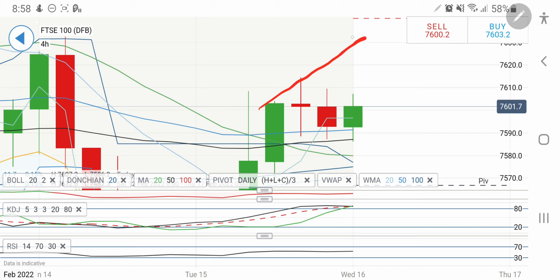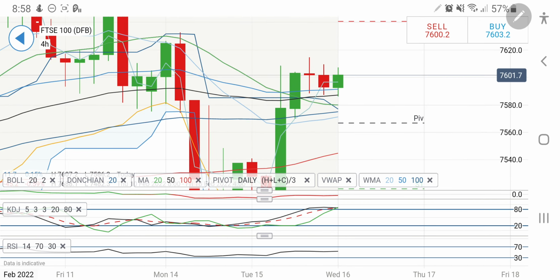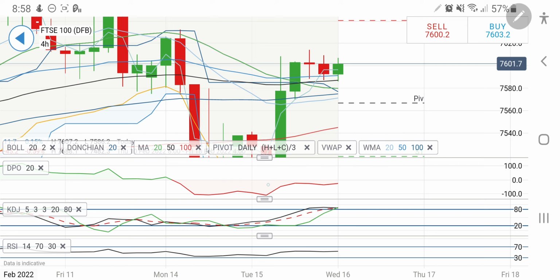Then it will try to hit 7640 and 7650 levels again. Beyond that it will definitely fly. On the downside, if you look at the 4-hour chart, there is a support coming into the picture at 7580. So only on breaking 7580, I request you to go short, where you can expect 7570 and below, as it is overbought on the 4-hour charts. We can expect it to drop.